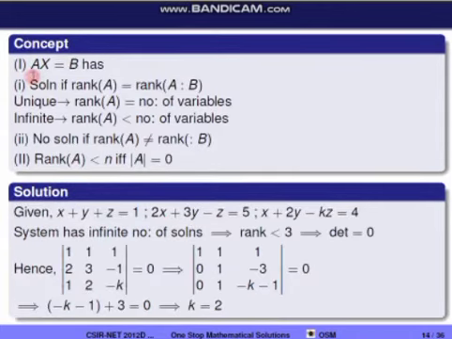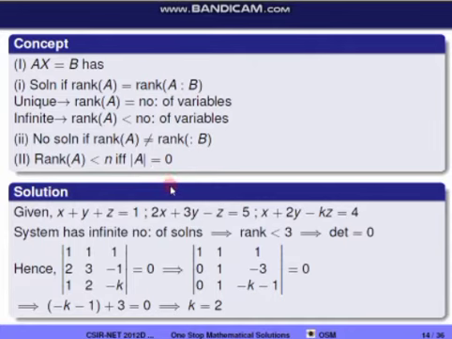The system Ax equal to b, where A is the coefficient matrix, x is the variable matrix and b is the constant matrix, has a solution if rank of A is equal to rank of A augmented with b, and the solution is unique if rank of A is equal to the number of variables, essentially the number of columns of A. There are infinite solutions if rank of A is less than the number of variables, and the system has no solution if rank of A is not equal to rank of A augmented with b. Also, rank of A is less than the order of the matrix if and only if determinant of A is equal to 0. So now we'll move on to the question.